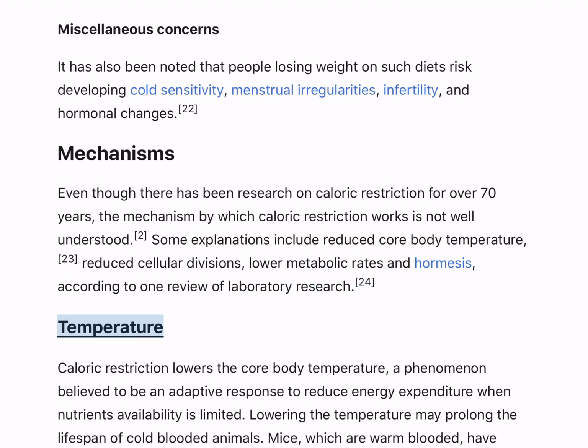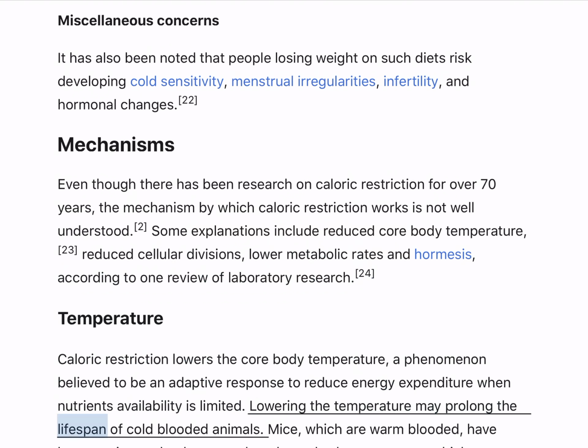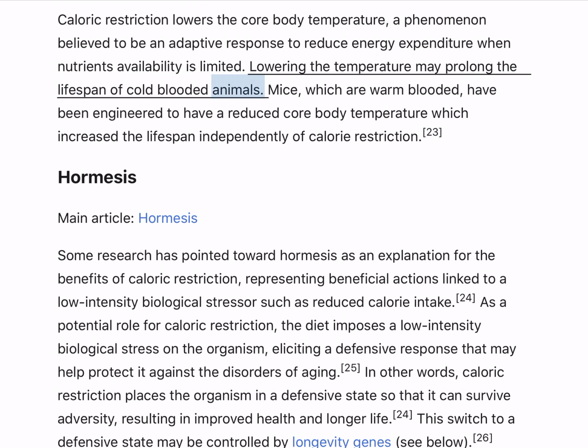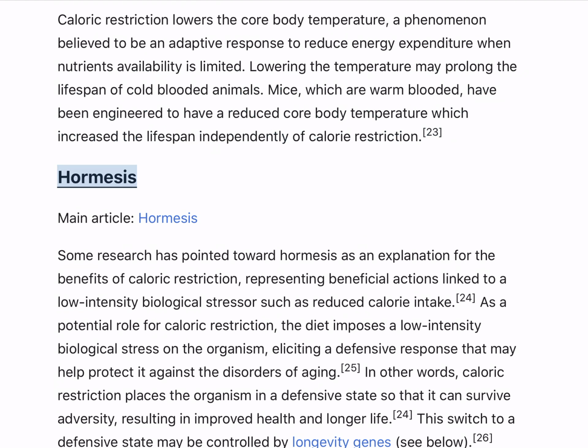Temperature. Caloric restriction lowers the core body temperature, a phenomenon believed to be an adaptive response to reduce energy expenditure when nutrient availability is limited. Lowering the temperature may prolong the lifespan of cold-blooded animals. Mice, which are warm-blooded, have been engineered to have a reduced core body temperature, which increases the lifespan independently of calorie restriction. Hormesis. Main article.